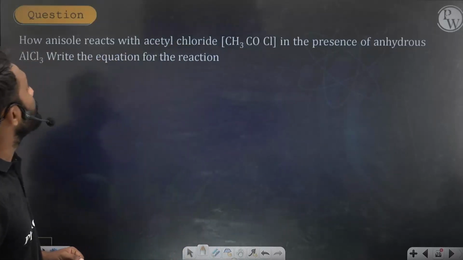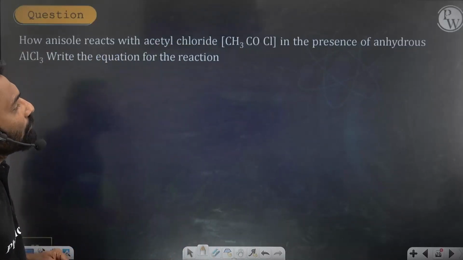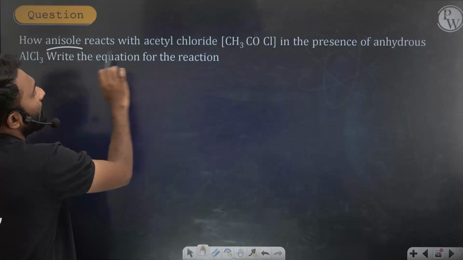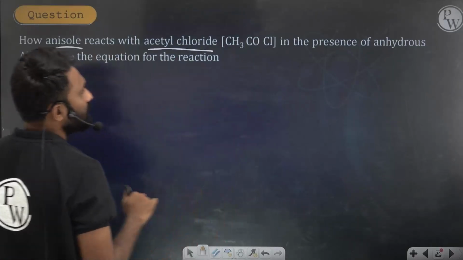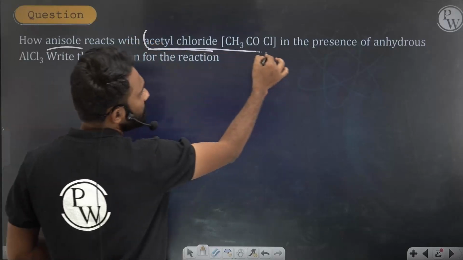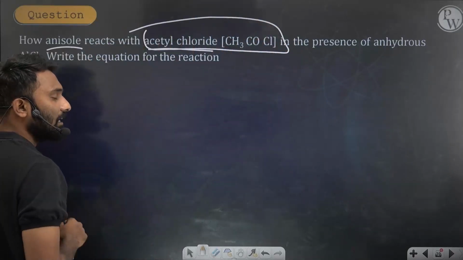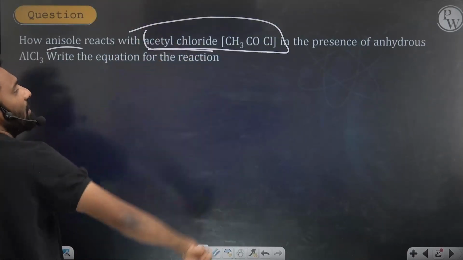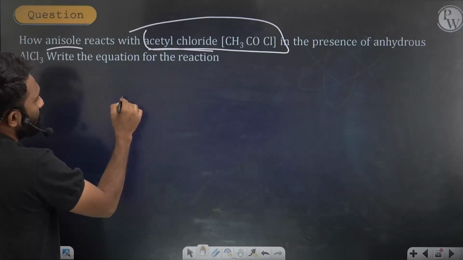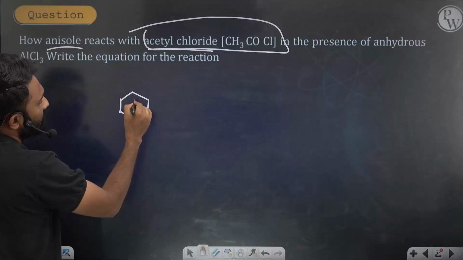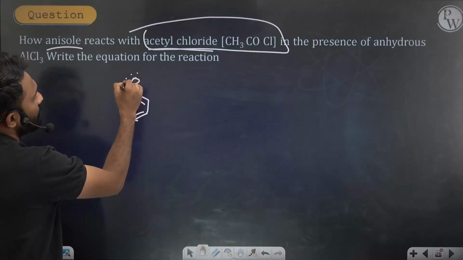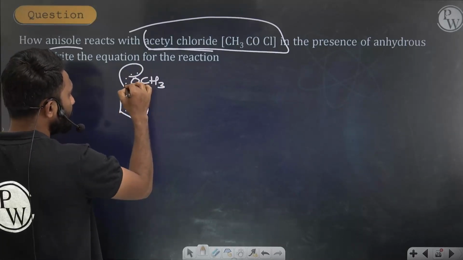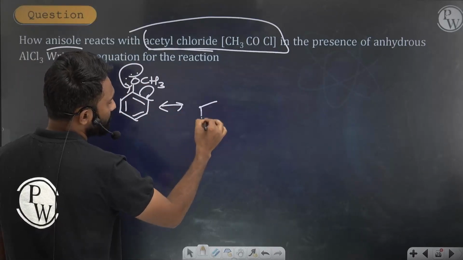Next, how does the anisole react with the acetyl chloride in the presence of anhydrous AlCl3? Write the equation for this one. Now anisole reacting with the acetyl chloride in the presence of anhydrous AlCl3, this is the Friedel-Crafts acylation. Now this we have studied in the aromatic electrophilic substitution reaction in the hydrocarbons. Clear? Now first, anisole. This is the anisole. Just now I have said, anisole will increase the electron density at the ortho and the para positions, like this.